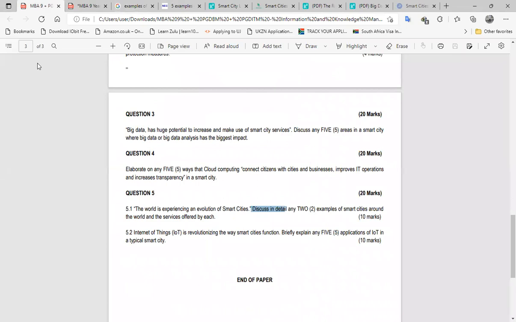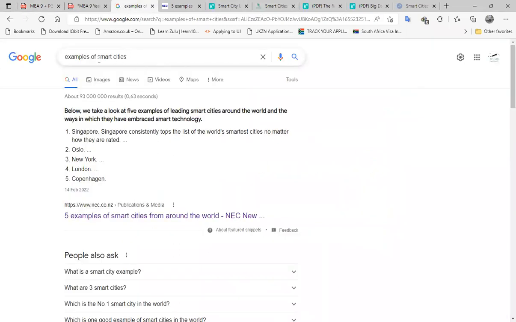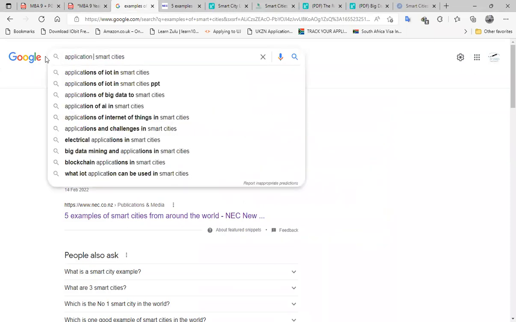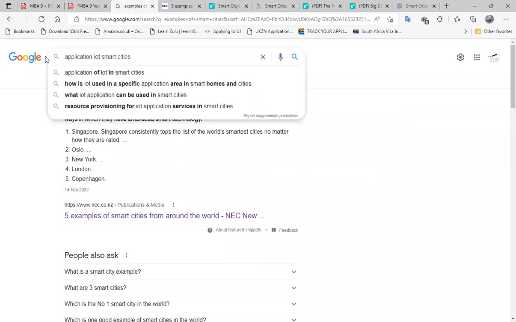Then the last part is Internet of Things is revolutionizing the way smart cities function. Briefly explain any 5 applications of IoT in a typical smart city. I think this one is not going to be hard, right? So just say application. You won't find it in your study guide.